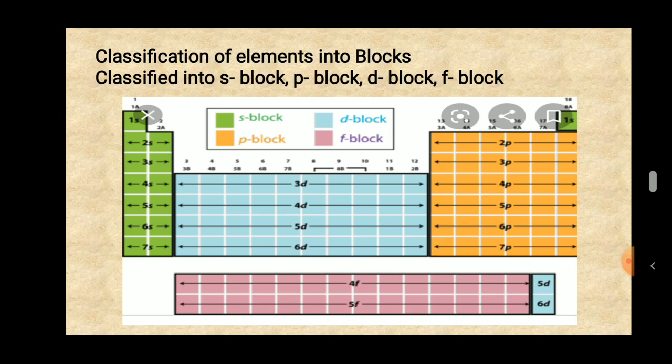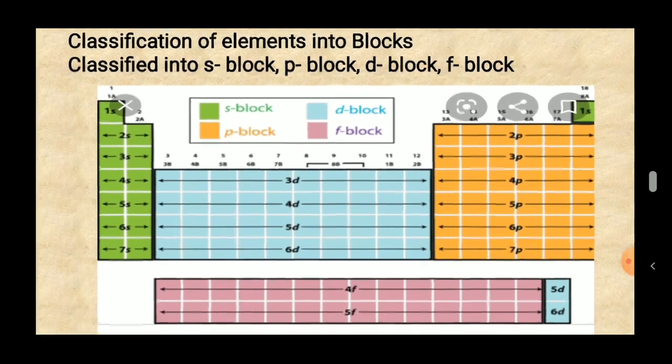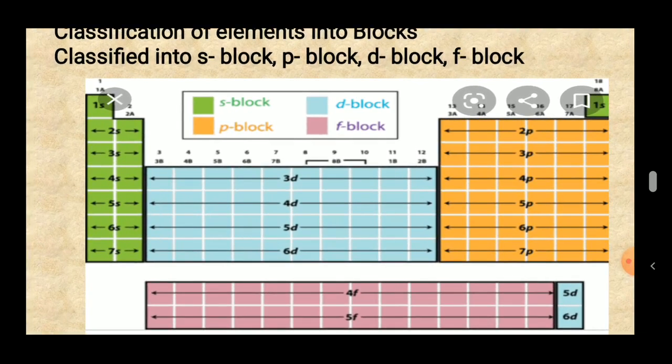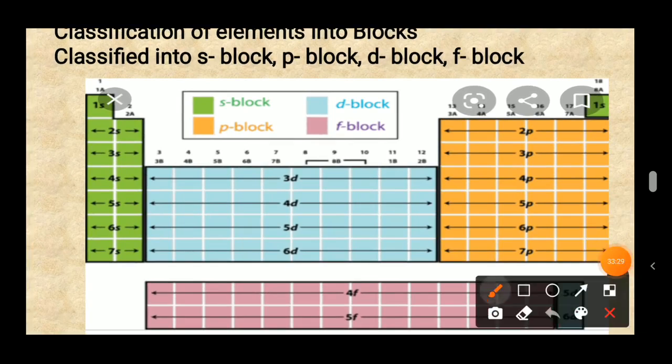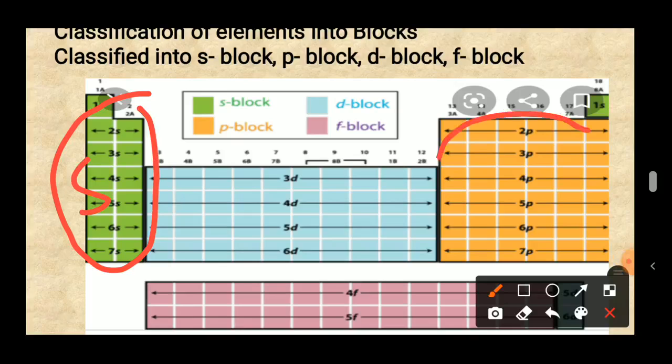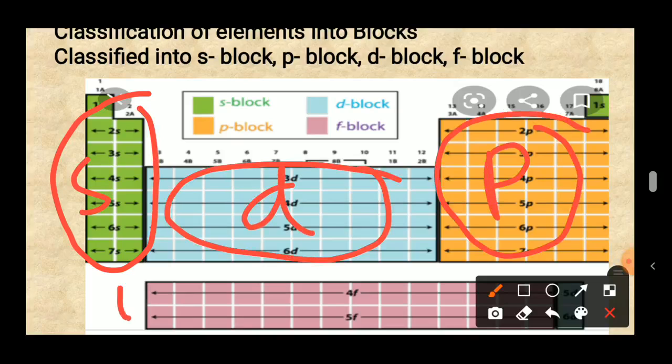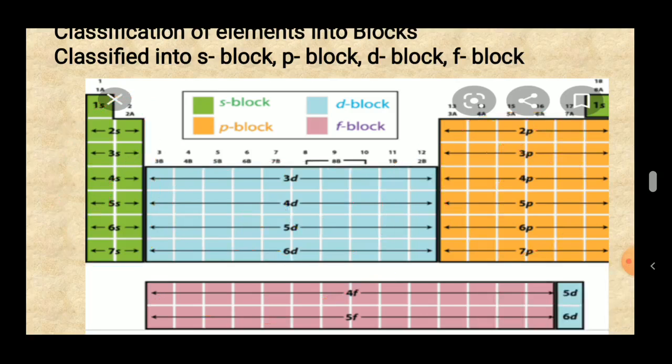Next, classification of elements into blocks. Here you can see the skeleton structure of the modern periodic table. How many blocks are present? There are 4 blocks: s block, p block, d block and f block. Here, this is the s block. This is the p block. This is the d block. And this is the f block.